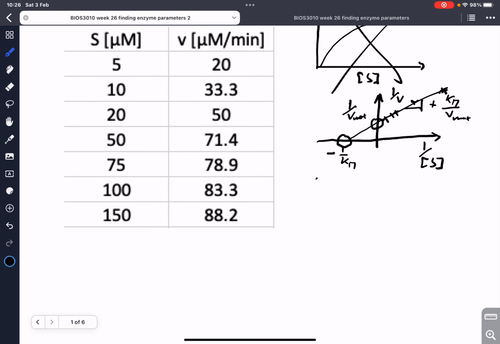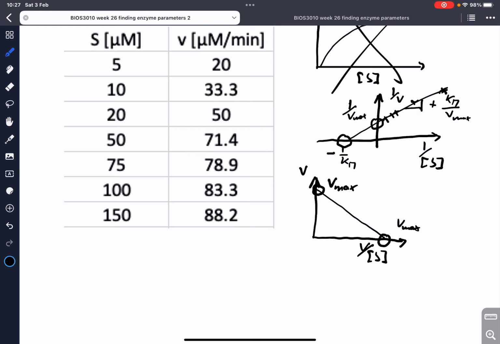I also discussed with you that we could use an Eadie-Hofstee plot, where we plot the rate versus V over S, and we would get something like this. We don't have the issue with the statistical problems. We don't have the issue with the inverse numbers, because this y-intercept actually is Vmax. Here we get Vmax over Km. And the gradient for this would be negative Km.